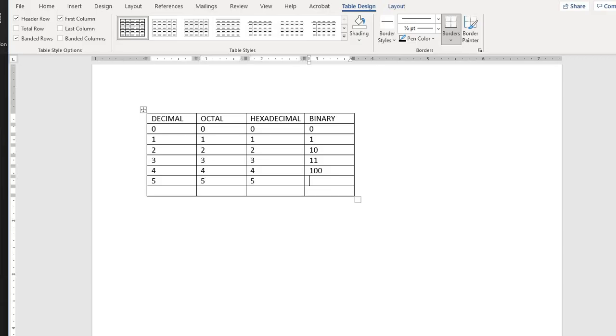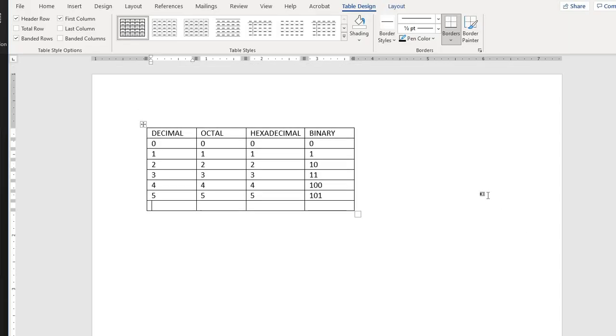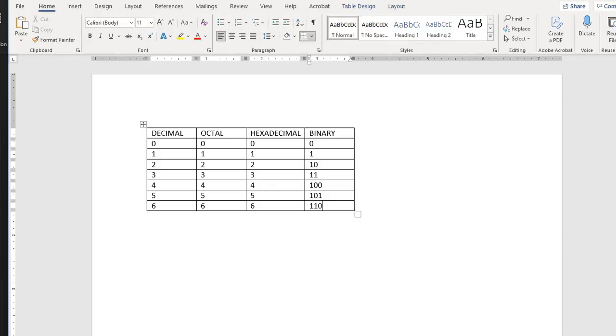5, 5, 101. Okay? I'll write this quickly, so you can calculate this again. You just add 1 to each number. Suppose in order to get this number, you add 1 to this. Then again, in order to get this number, you add 1 to this. Okay? So 6 is there, 6 is there as well, 6 is there as well. Then here 110 is there. 7 is there in octal also, 7 is there in hexadecimal. Here 111 is there.